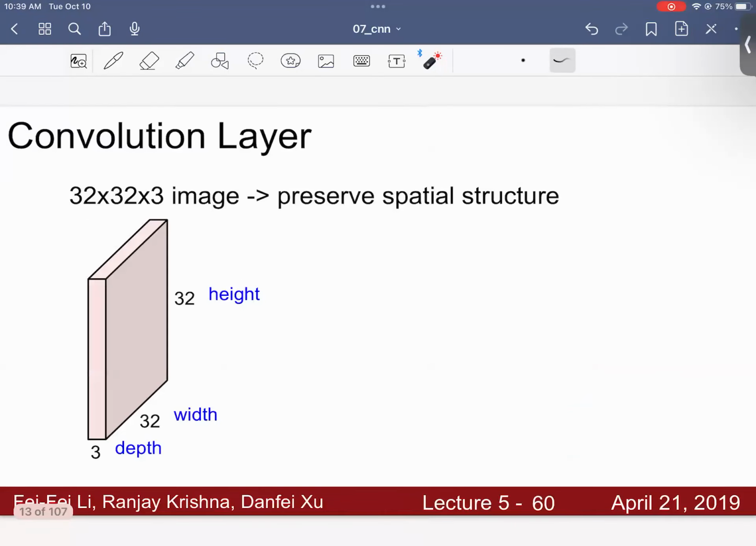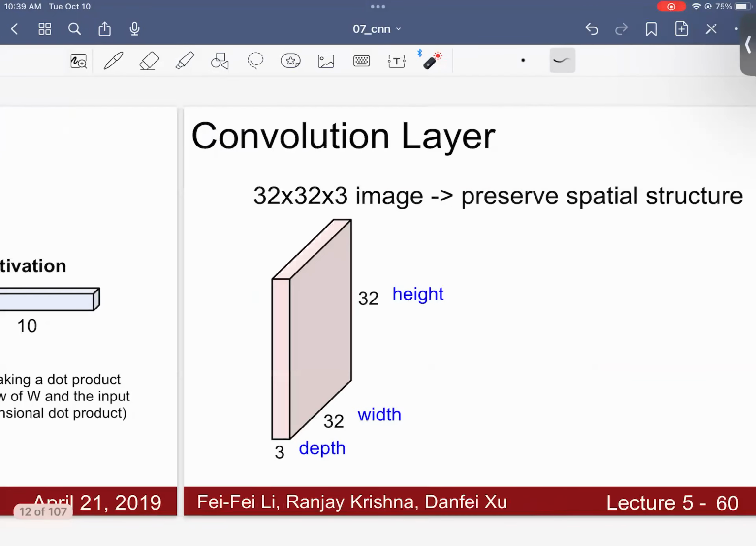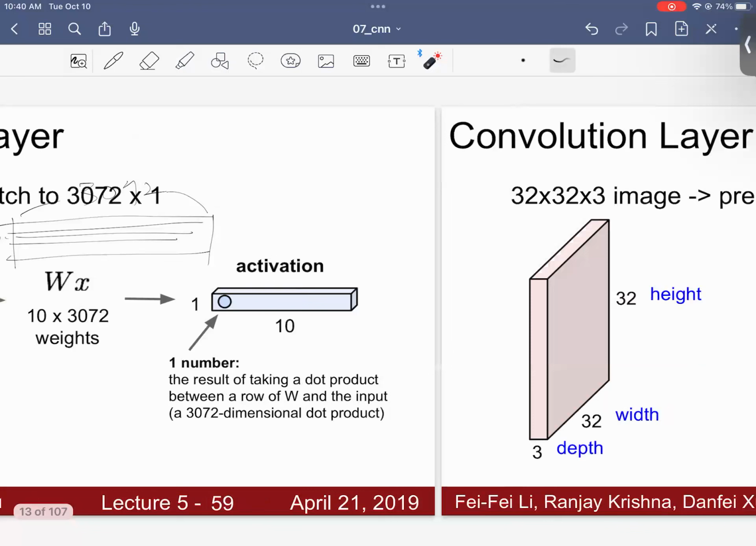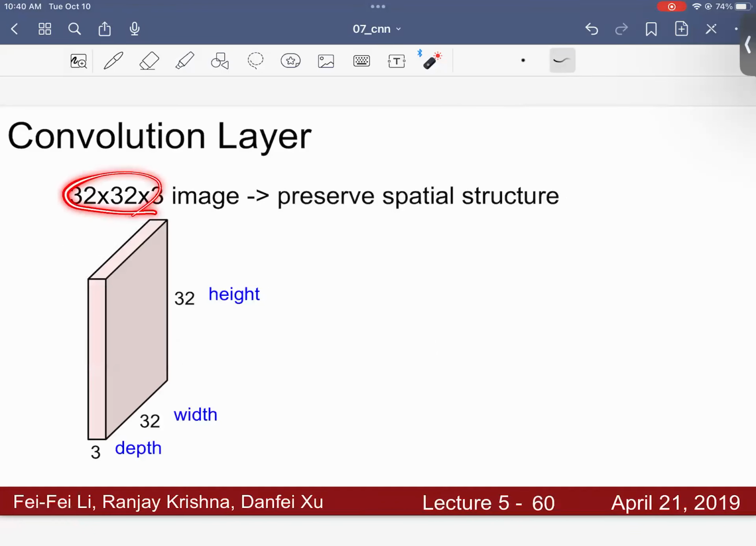As opposed to that, a convolutional neural network works in a different way. It preserves spatial structure, which means you don't flatten your image when you encode it. If you're using a fully connected layer, you have to flatten it so that you can multiply it with a matrix and get a 10-dimensional output. But in a ConvNet, you don't flatten it. You take it as is.